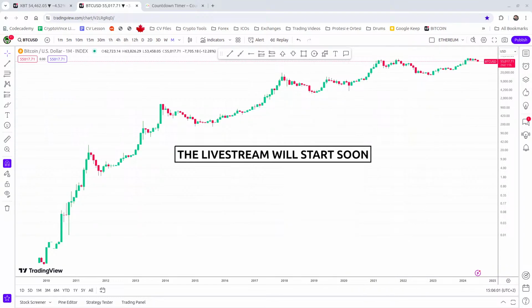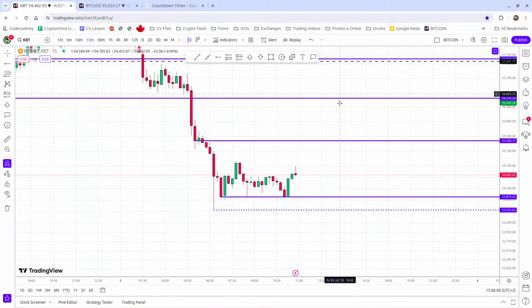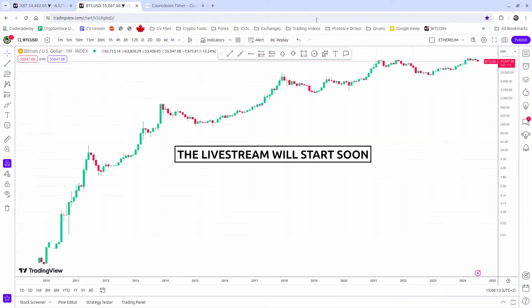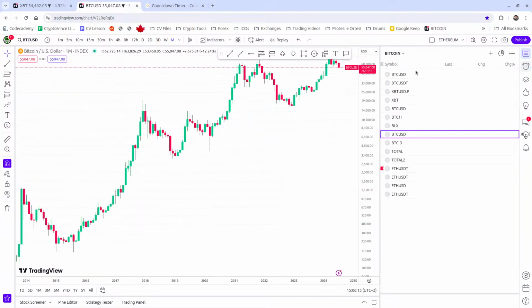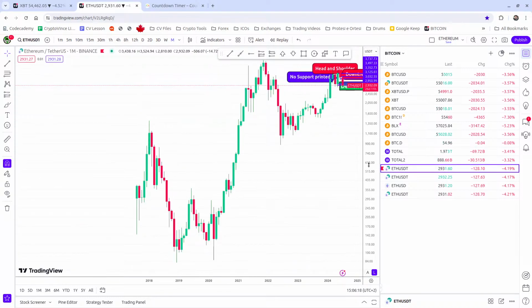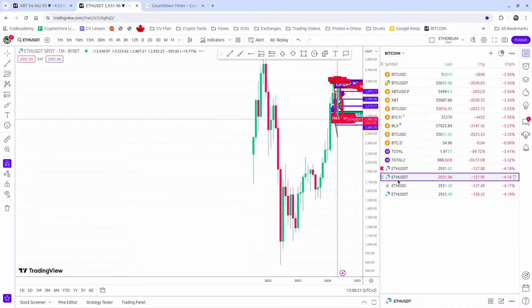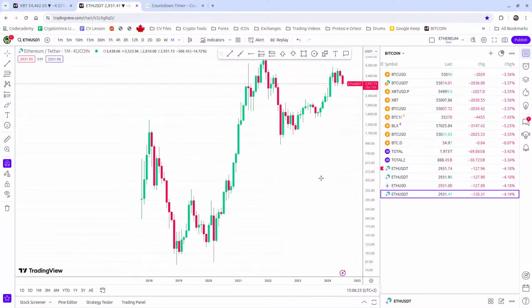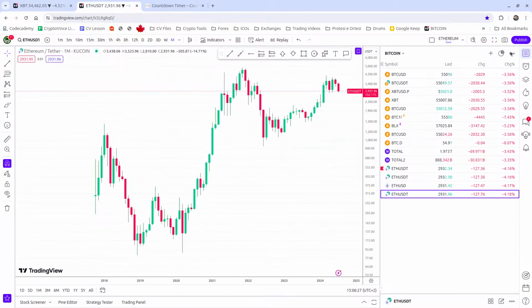So let's go, let me see here. I prepared two charts here. One is Bitcoin and one is Ethereum. Let me grab Ethereum 2 here. Let me see what charts I can get. I have so many. Okay, this is clear.